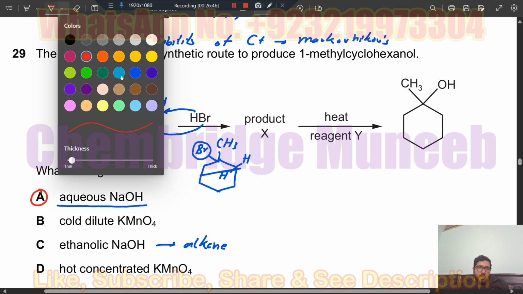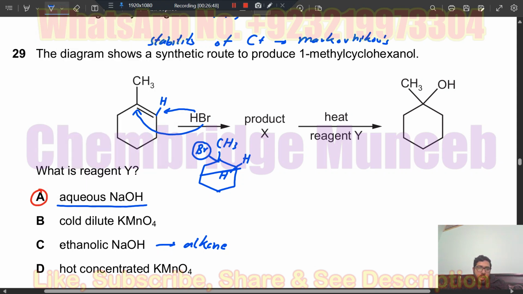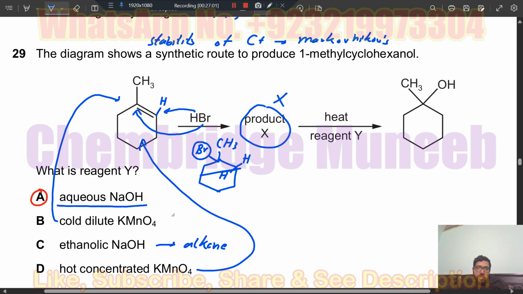And we should know that cold dilute and hot concentrated KMnO4 both react on this molecule. They do not react on this product S. They have no reaction on this product S.